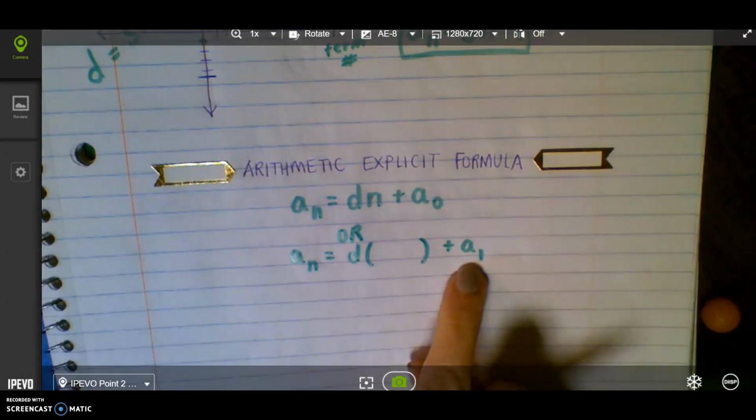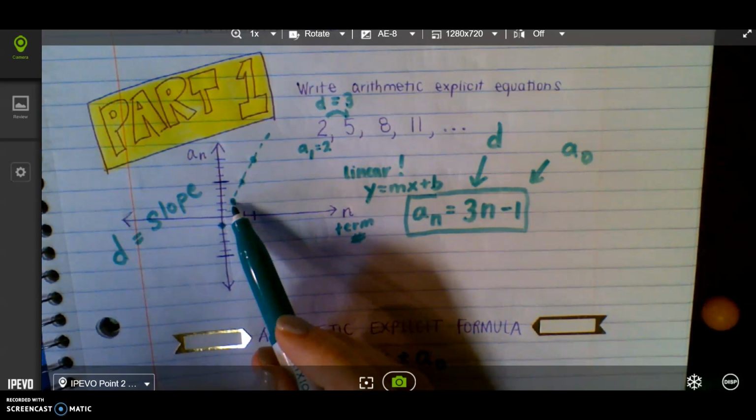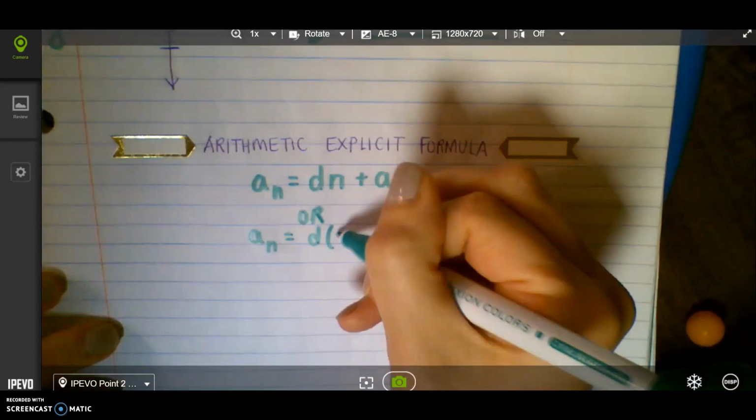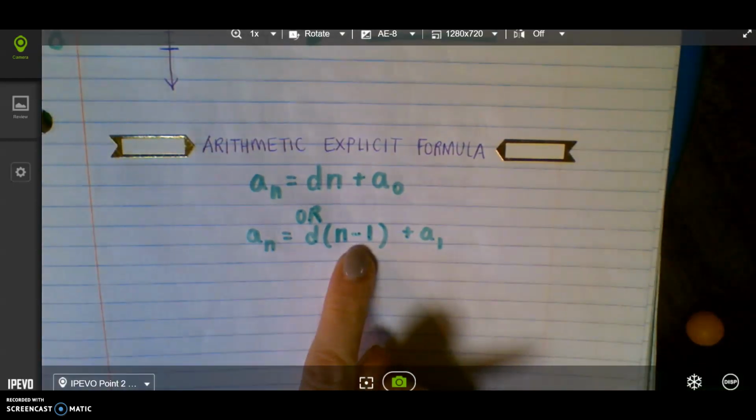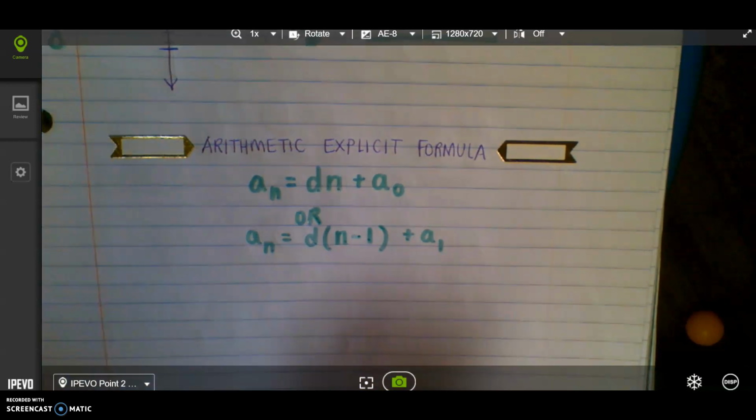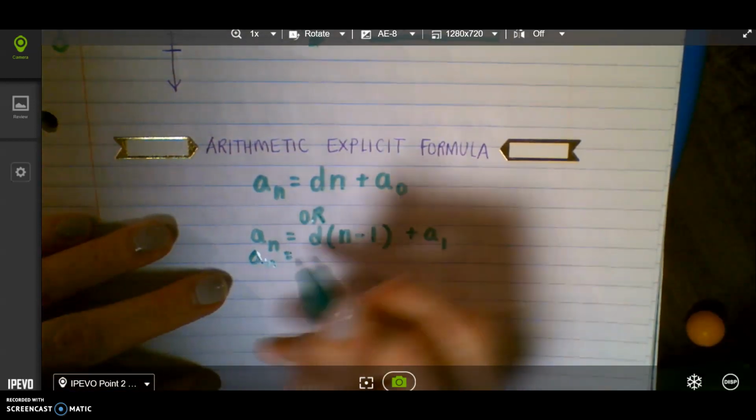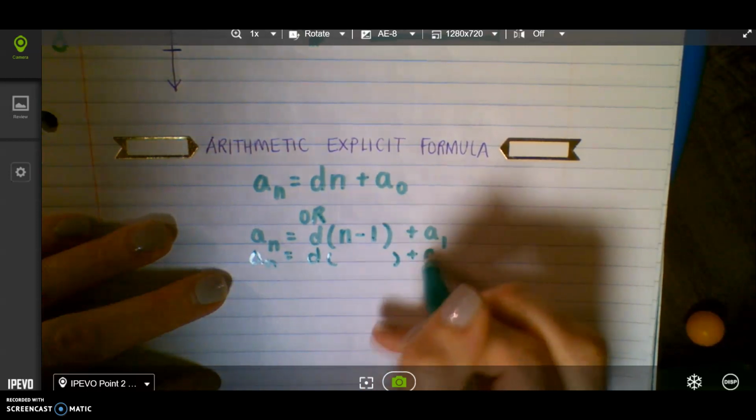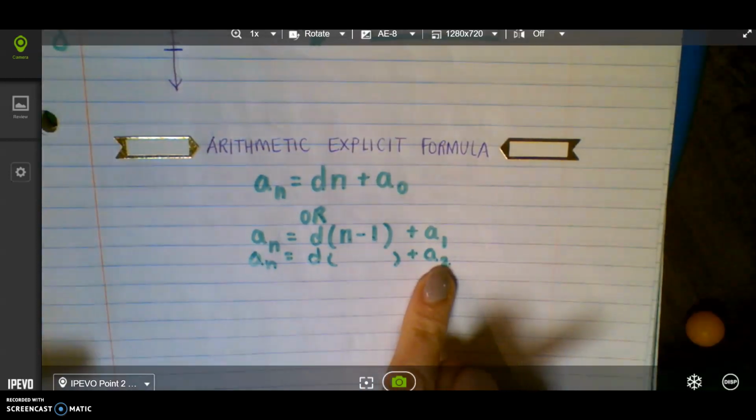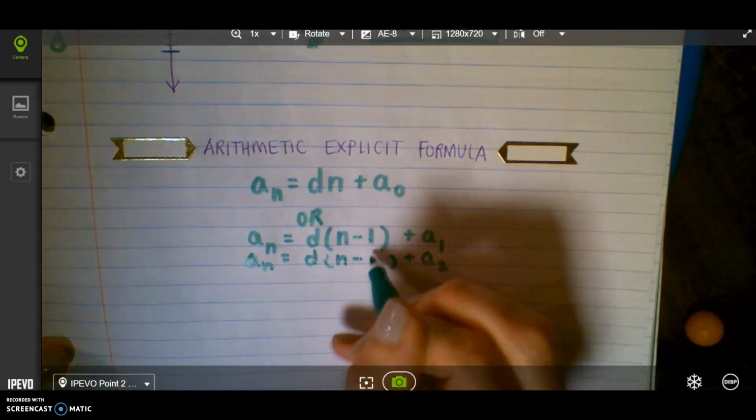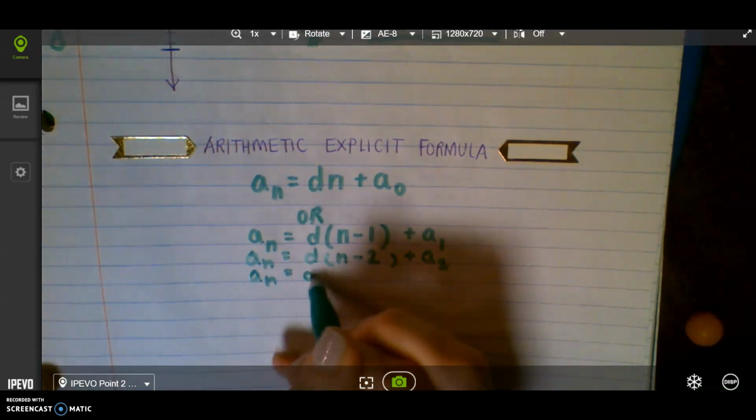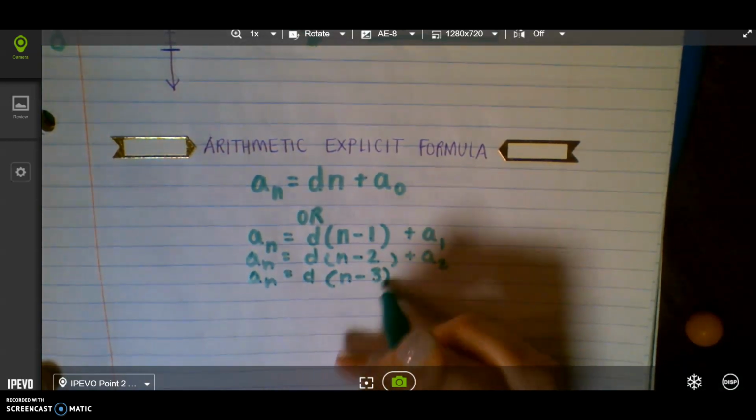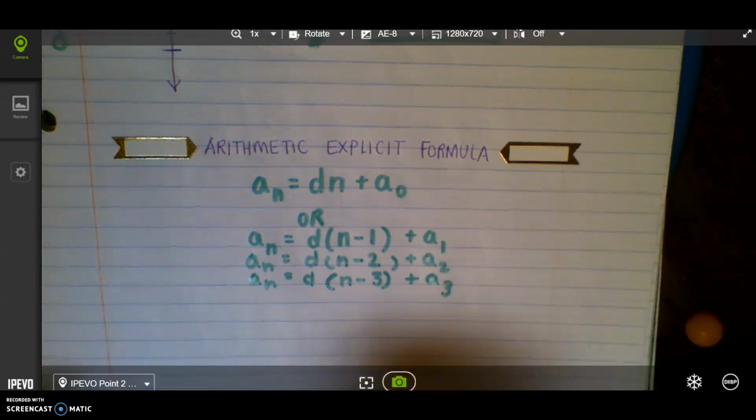If we have the first term, so a sub 1, then think of that first term on the graph and shift it over to the right one. All we need to do in our equation is shift over to the right one, which, remember transformations, shifting to the right one is n minus 1. And I can use this if I have any term. Let's say I have a sub 2, the second term of the sequence. Then I'll shift over to the right 2. If I have the third term, shift over to the right 3, and then add the third term.